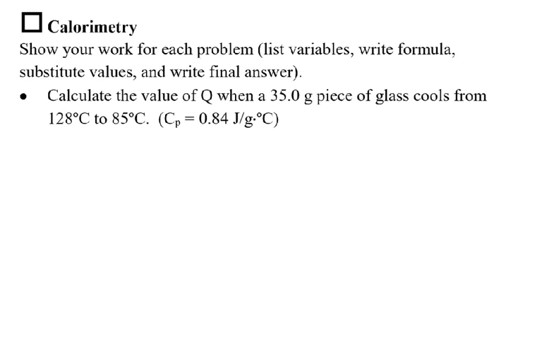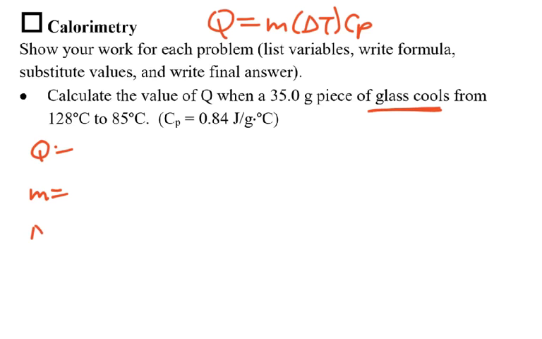When we see that there is some substance cooling down or warming up, then we know the equation is Q equals M delta T Cp. The mass times the change in temperature times the specific heat. So to solve these, we've got to look for our variables. And we look at our problems here. So calculate the value of Q.